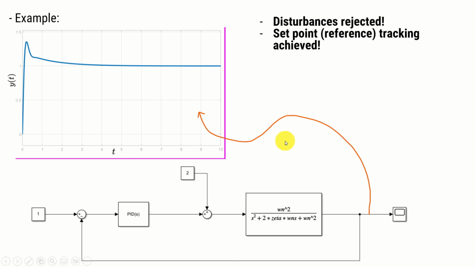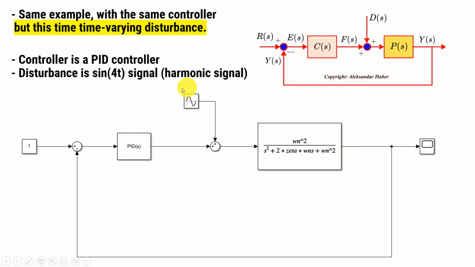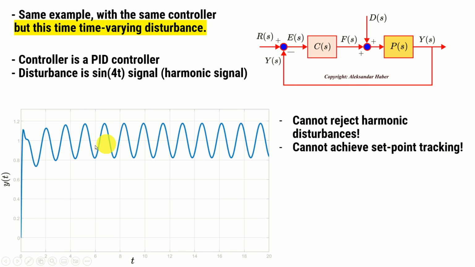Now, let's change this example. Instead of a constant disturbance, let us assume a harmonic disturbance. In particular, let us select the disturbance to be equal to the sine signal, sine 4t. Then let's use the same PID controller and let's see the results. Over here you can see the behavior of the output when the disturbances are present. That is, when our system is being affected by non-constant or time-varying disturbances.